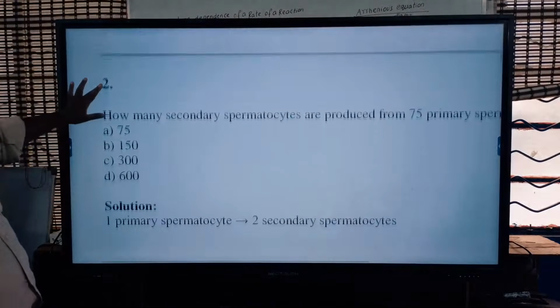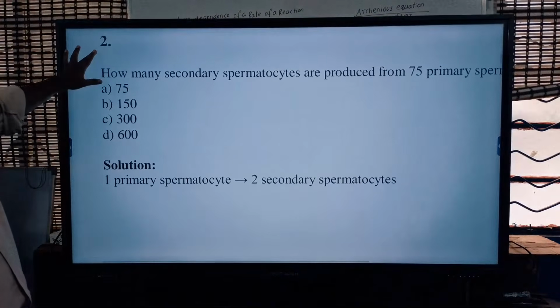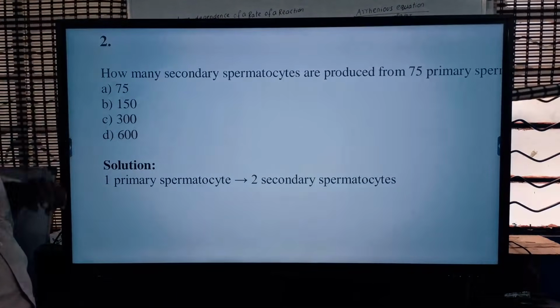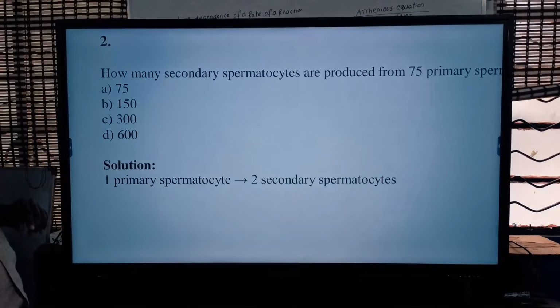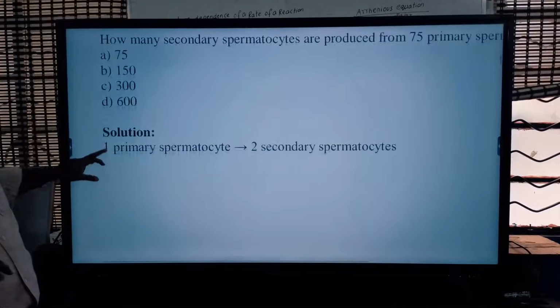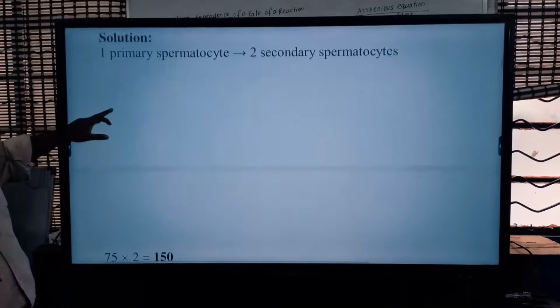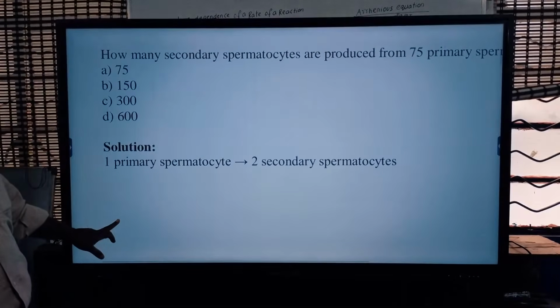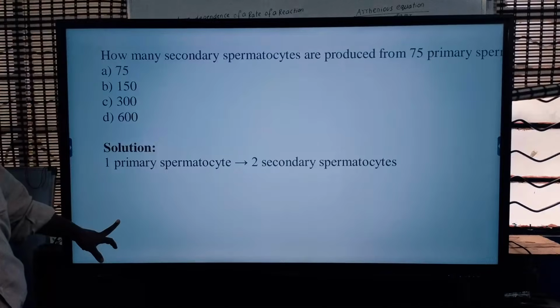Now, how many secondary spermatocyte produced from 75 primary spermatocyte? We all know very well, from 1 you are getting 2. 150 is the correct answer, right? Why? 1 primary spermatocyte makes how many secondary spermatocyte? 2, because of meiosis 1.